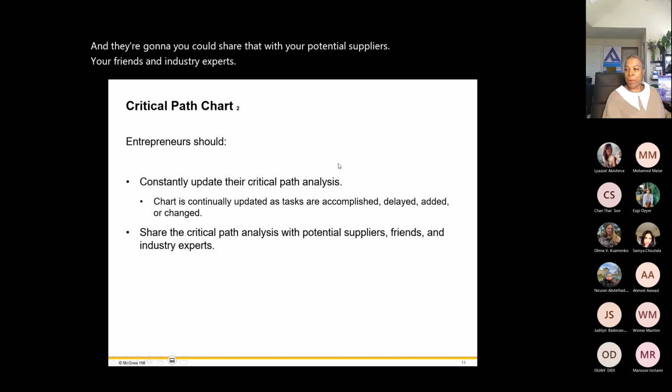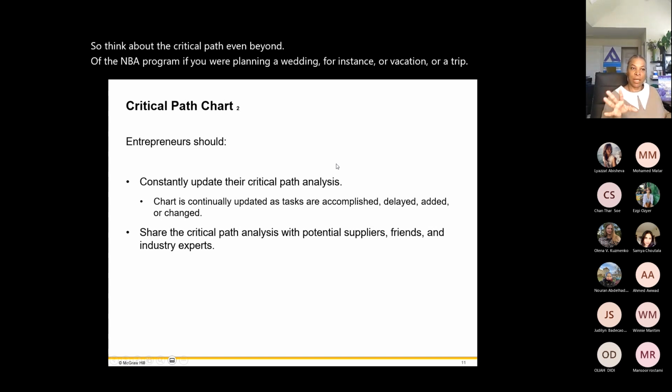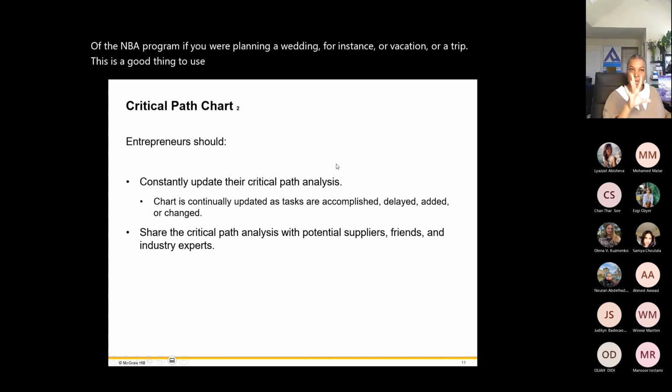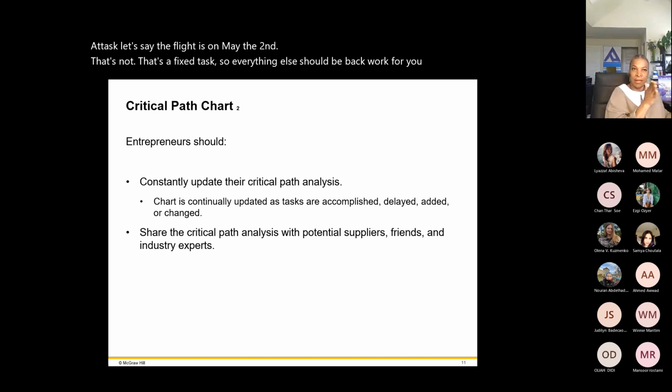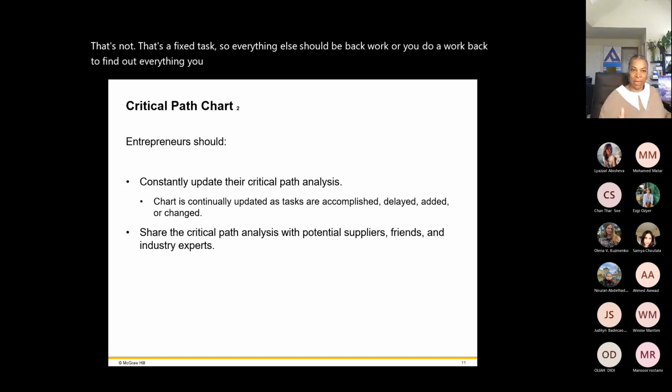So think about the critical path even beyond the MBA program. Like if you were planning a wedding, for instance, or a vacation or a trip, this is a good thing to use. Let's say the flight is on May the 2nd. Well, that's a fixed task. So you work back to find out everything you have to do before May the 2nd to make that work.